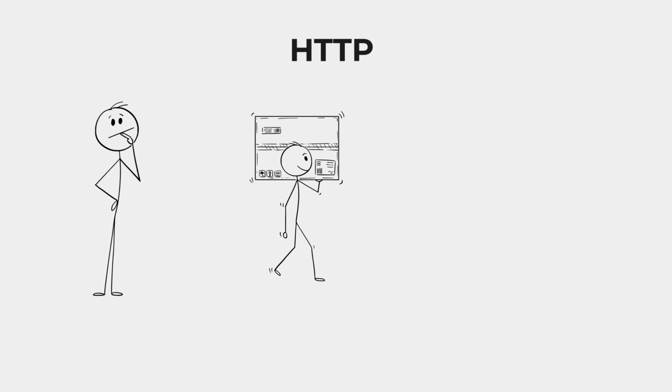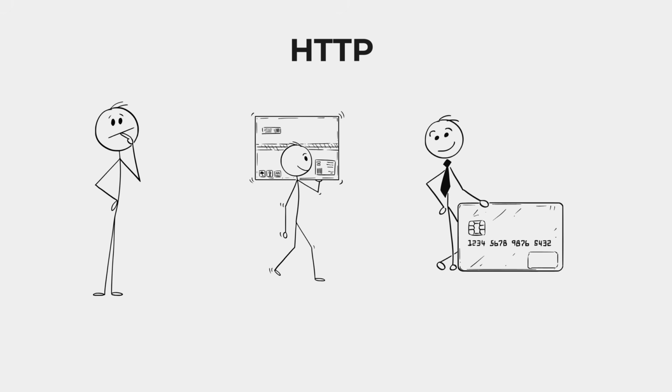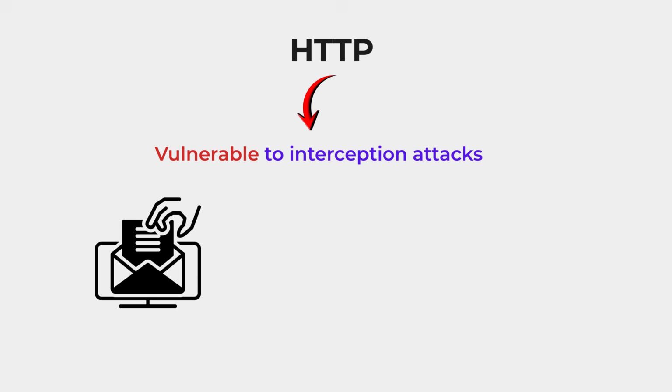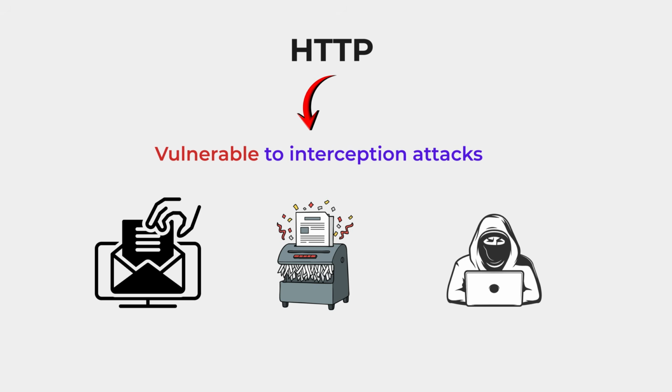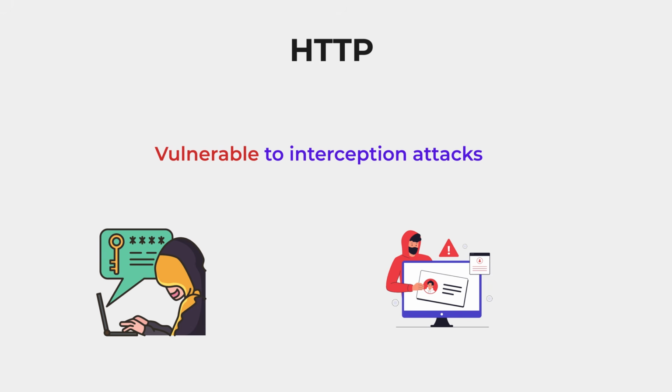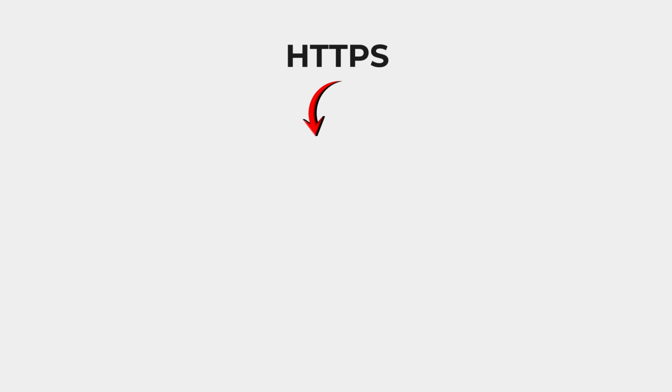Picture HTTP as a delivery service that sends your information on a postcard. Everyone who intercepts it can read what's written on it. This makes HTTP vulnerable to interception attacks where hackers can steal, alter, or read sensitive data like login credentials or banking information. This is where HTTPS, Hypertext Transfer Protocol Secure, comes in.